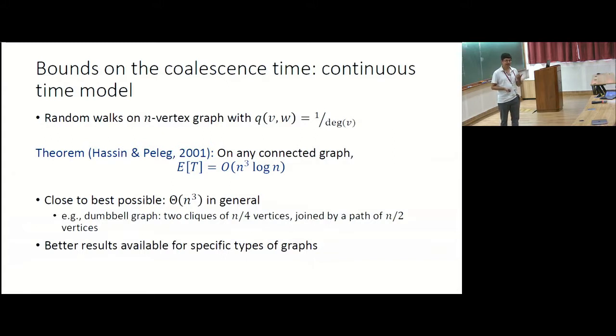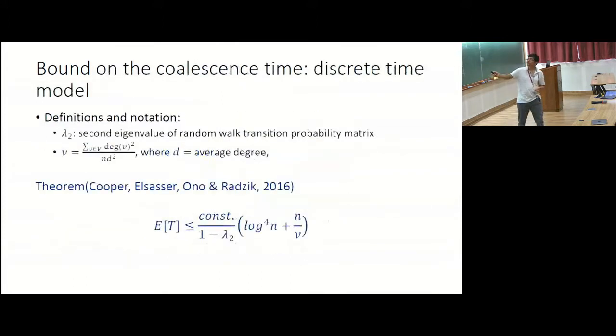There is an eigenvalue gap that determines the rate of convergence of that. And in fact, there are bounds on this coalescence time also in terms of the eigenvalue gap, which I'm going to show you, in this paper by Cooper et al. So I have to define a few more terms to describe their result. They look at discrete time; Hassin and Peleg looked at continuous time.